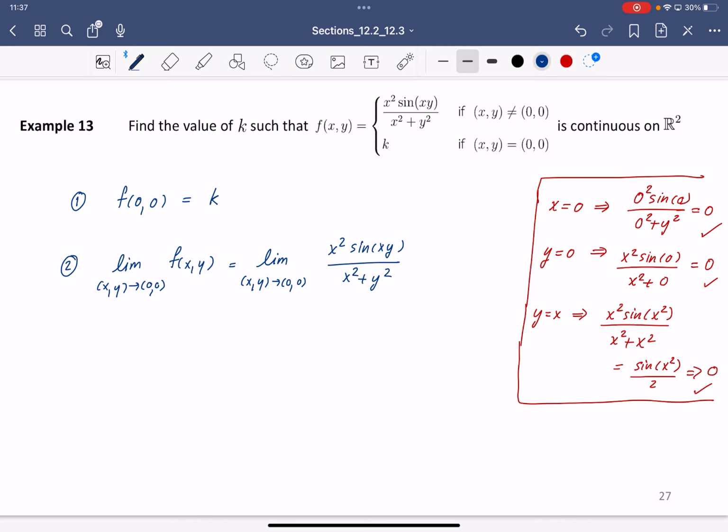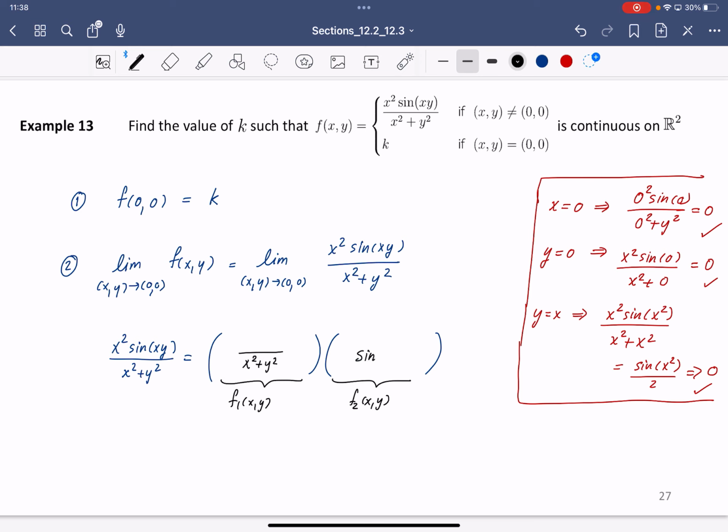Okay, so next one: x squared times sine xy over x squared plus y squared. Let's split it into two functions. What is your f1 and what is your f2? Of course x squared plus y squared needs to be with x squared. Sine xy is the ugly one, so we pick it as g1. So f1 is x squared over x squared plus y squared, which is less than or equal to 1. So this is good for the first condition.